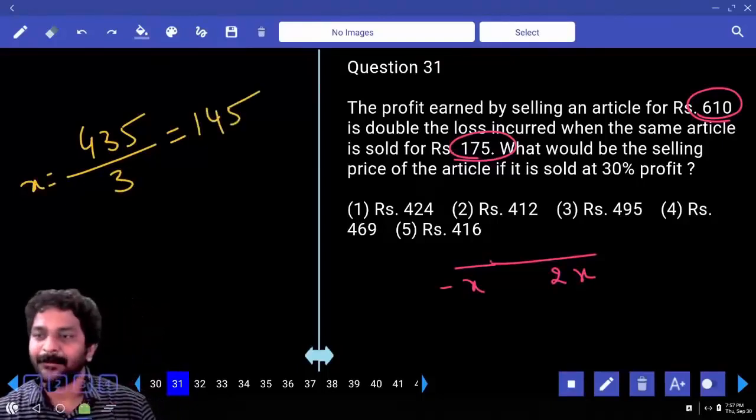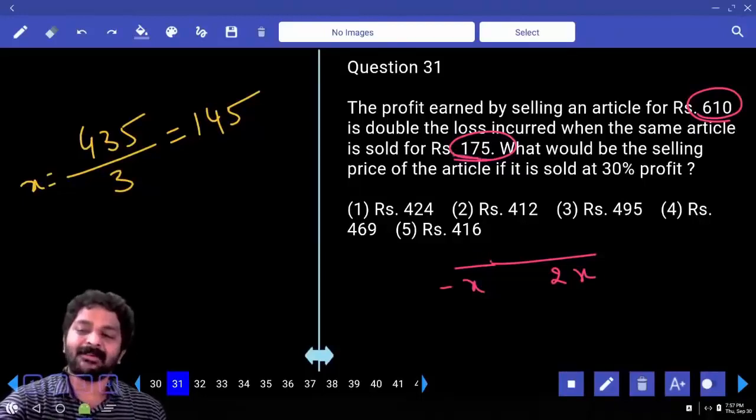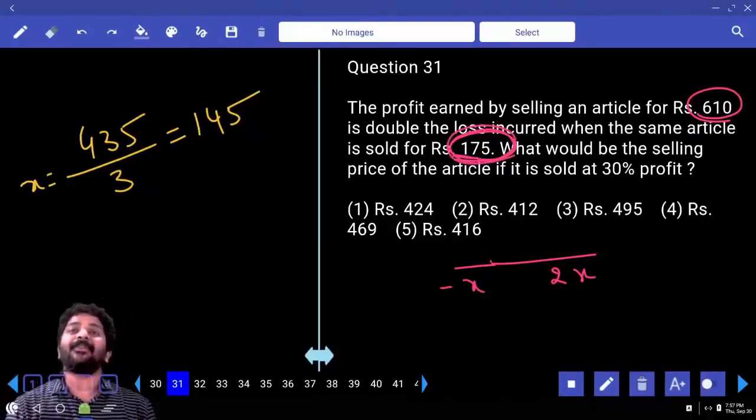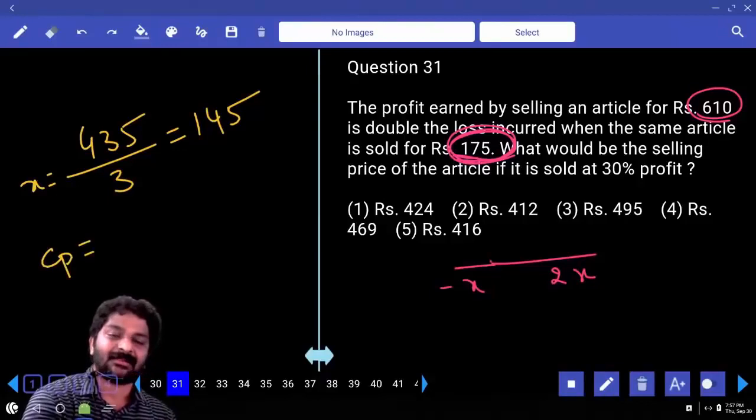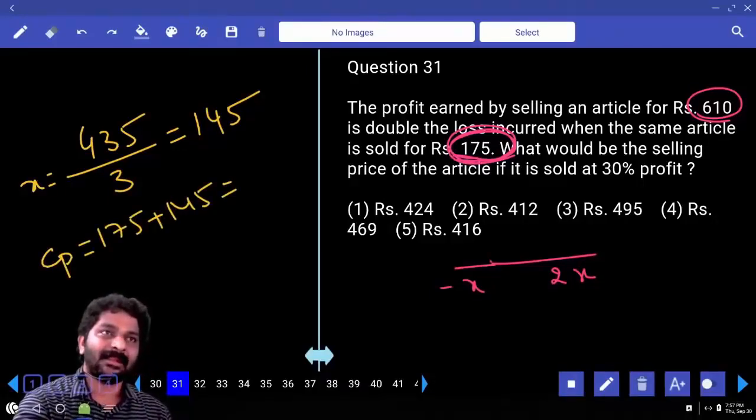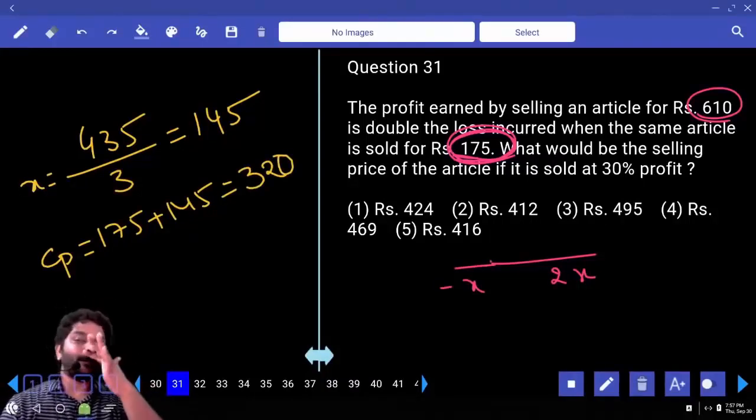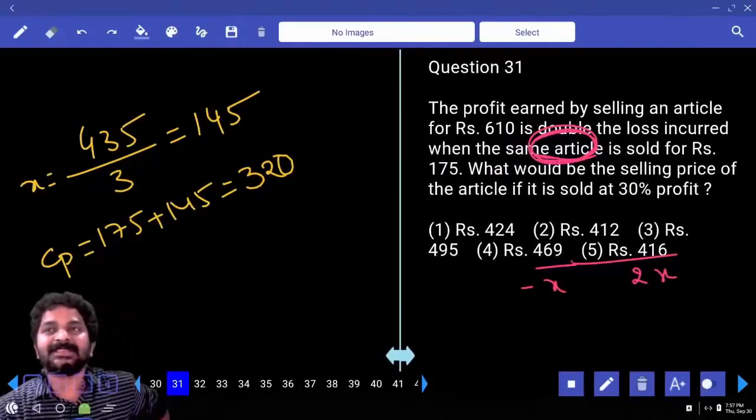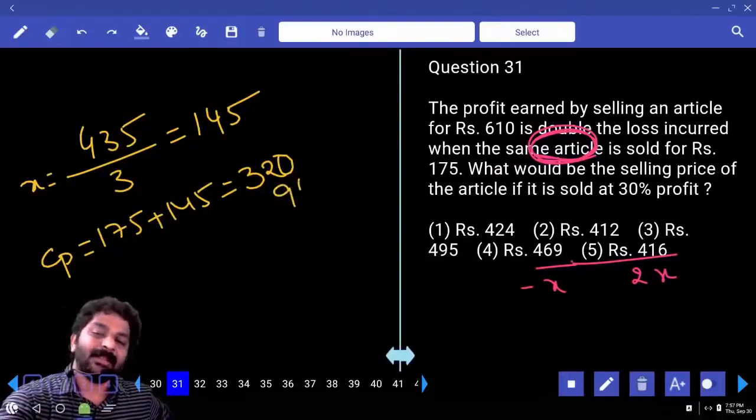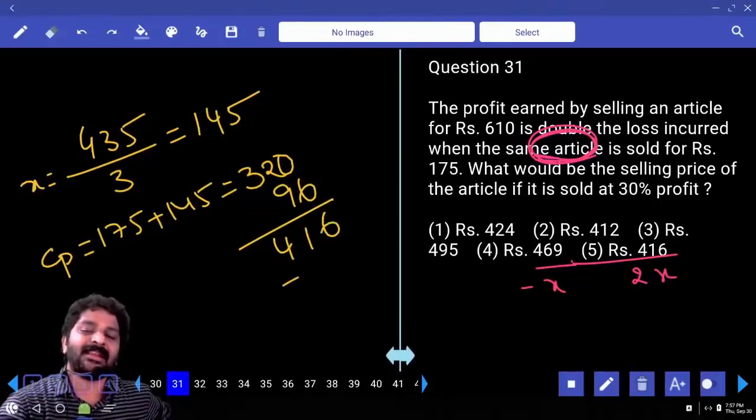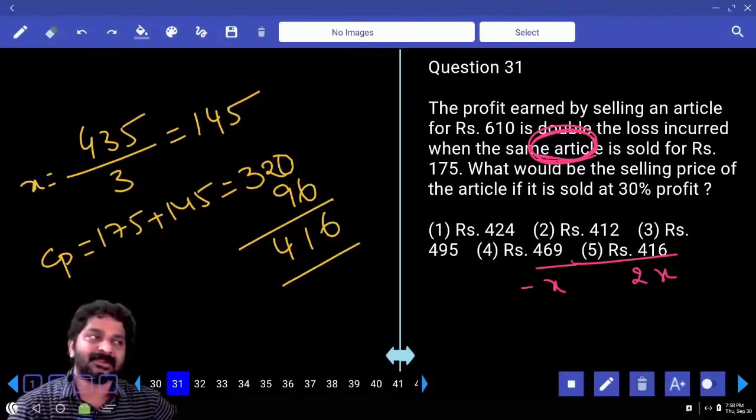Is this clear so far? Now, when you sell this item at 175, there is a loss of 145 rupees. X is the loss, right? What is x? 145. Then cost price is equal to 175 plus loss 145, am I right? Which is equal to 320. Now what is your question? Selling price of the article when it is sold at a profit of 30%. What is 10% of the cost price? 30% is 96. Then it is equal to 416. 416, fifth option, final.